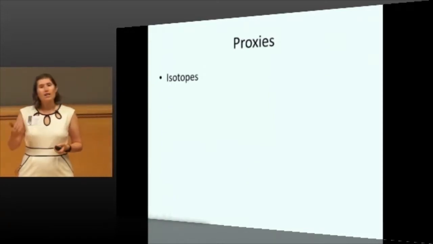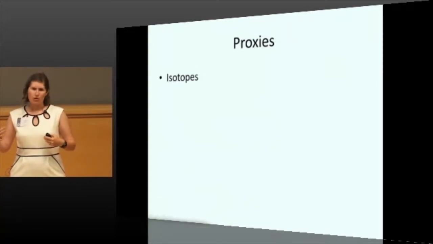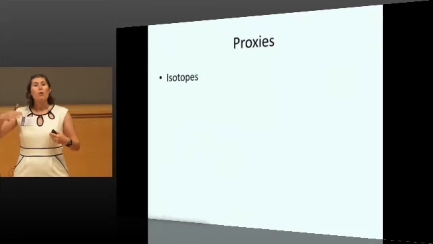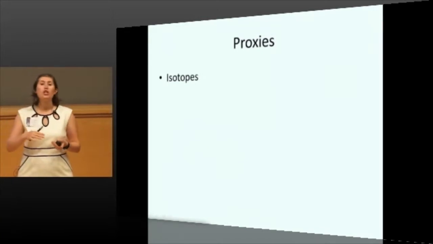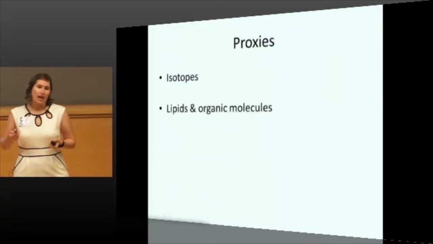But essentially, isotopes like carbon, oxygen, and sulfur can tell us things about the chemistry of the early Earth, which can give us ideas about what sort of life could have been there, and especially in terms of oxygen, whether life was producing oxygen and what it was interacting with. You have lipids and organic molecules.